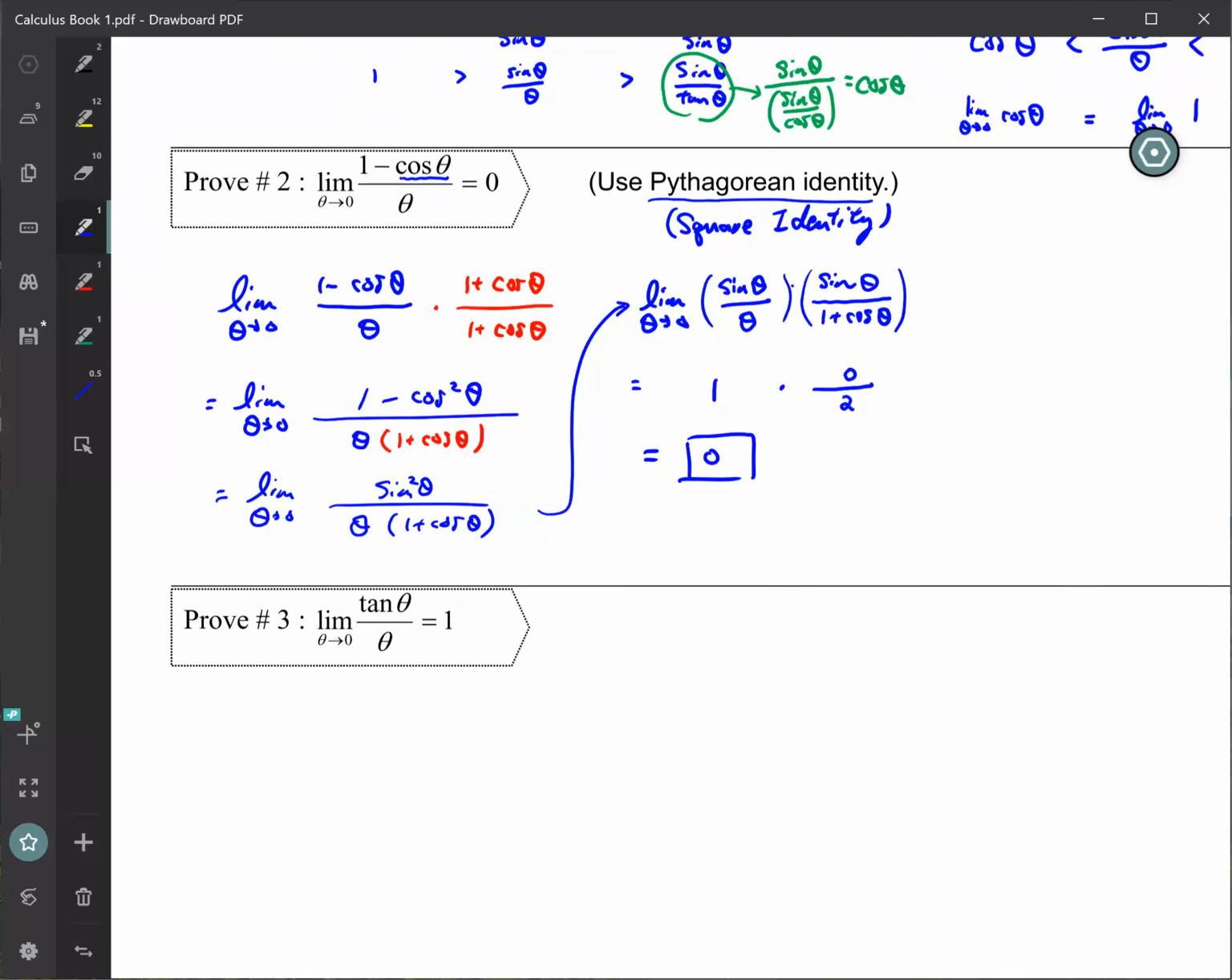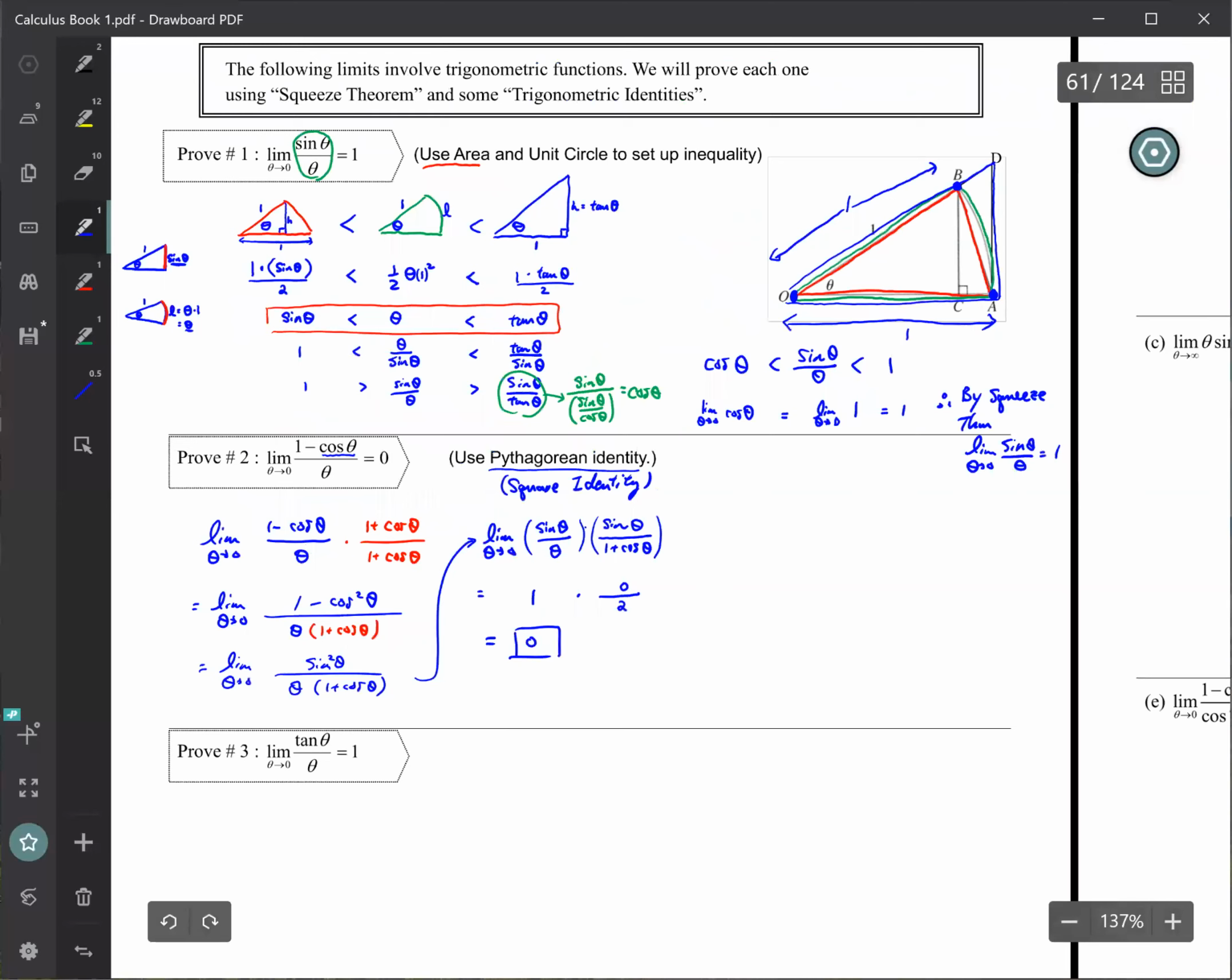It works similar to sine theta over theta. All right, so that's all we need for the two. You can now call them identities, because we are going to use those to do some questions, all right? Any question here?